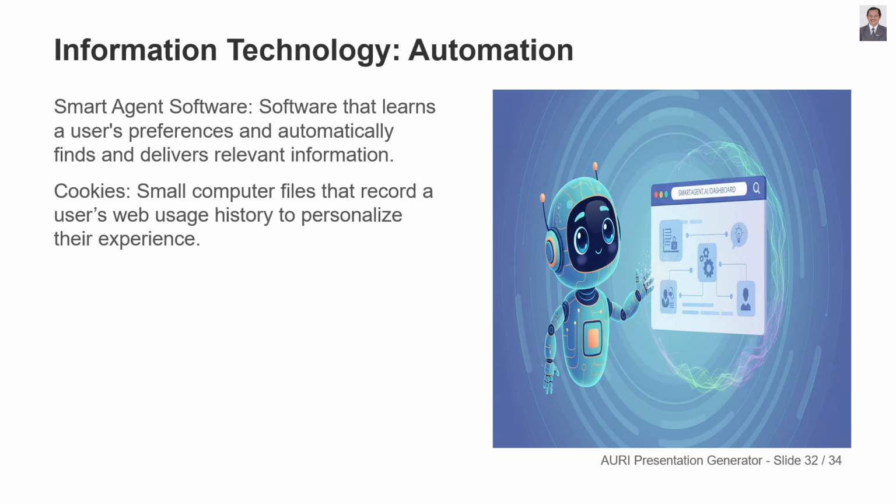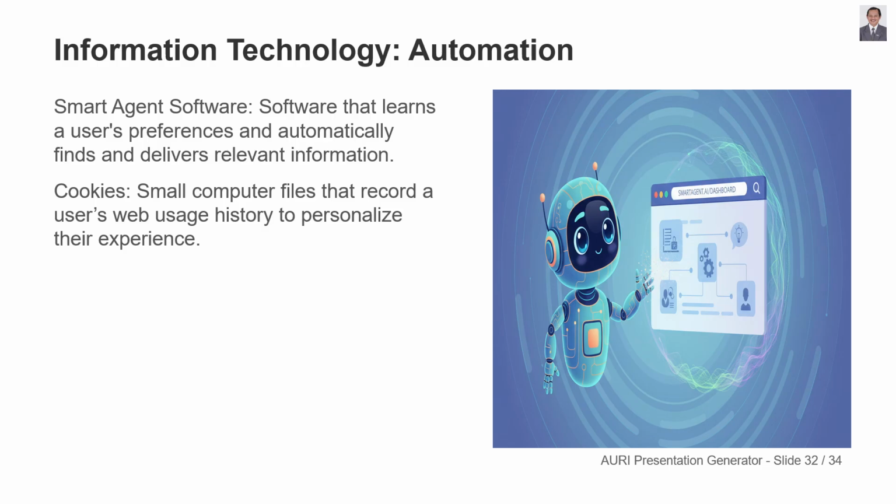Two other key technologies help automate and personalize our online experience: Smart Agent software acts like a digital assistant, learning your preferences over time and automatically searching for information it thinks you'll find useful. Cookies are small files that websites place on your computer to record your usage history. This allows them to remember your preferences, keep you logged in, and show you more relevant content and ads on future visits.